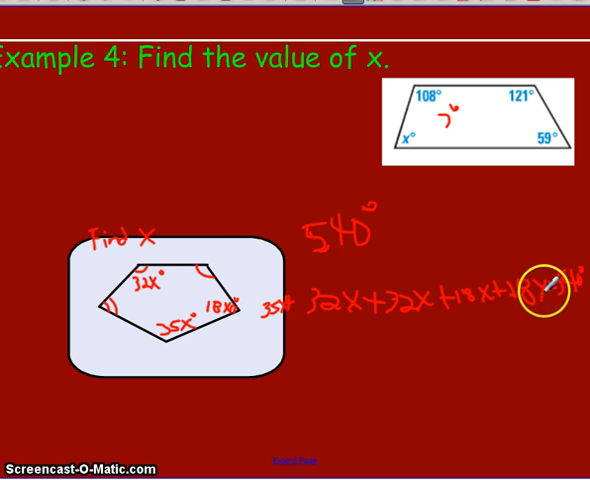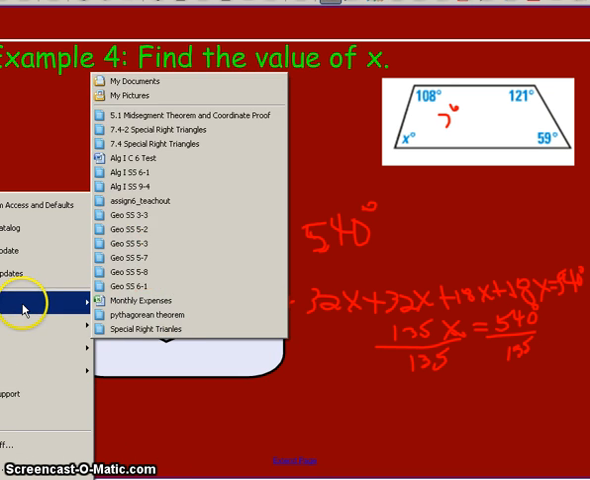Alright, so we need to add up all these x's together. So if I add 32 and 18 together, that's going to be 50. And I have another set of that, which is another 50. So that's 100 plus the 35 here. So that's 135x is equal to 540 degrees. So I just need to divide by 135 and figure out how many 135s will go into the 540.